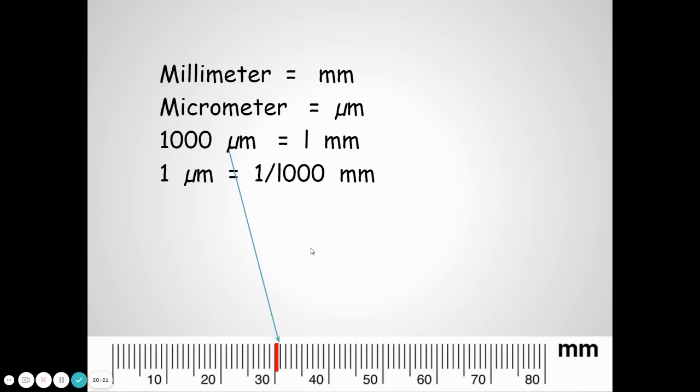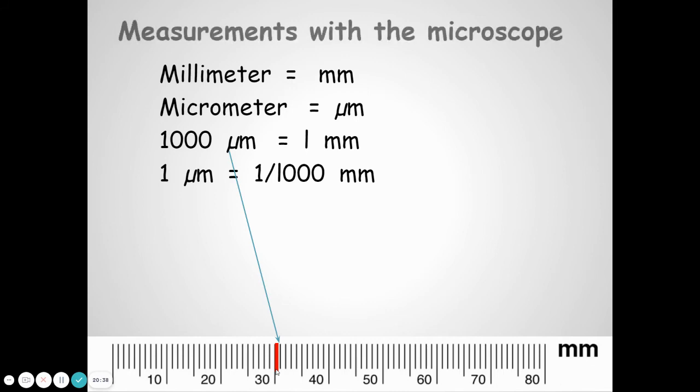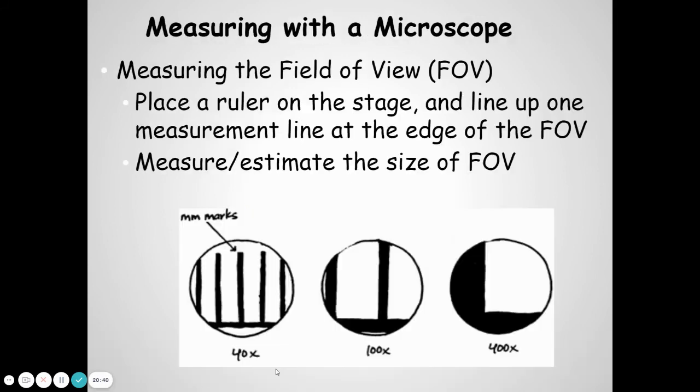So millimeters on this ruler is each tiny line. Okay. Micrometer is the symbol. And again, this red line is 1 millimeter. 1,000 micrometers are in that millimeter. So it's a really, really small unit.